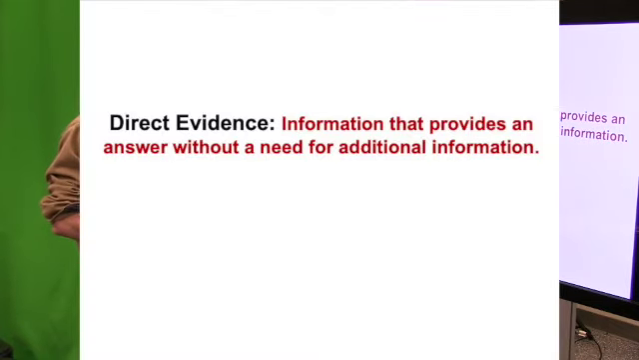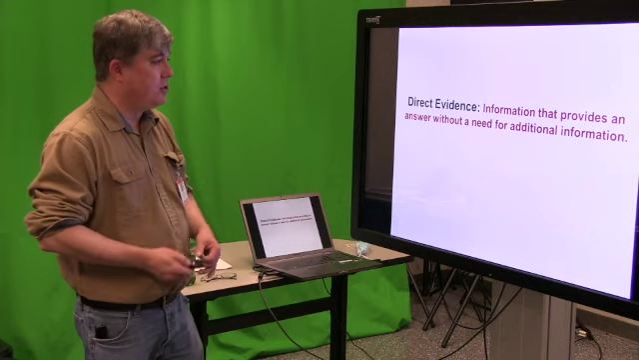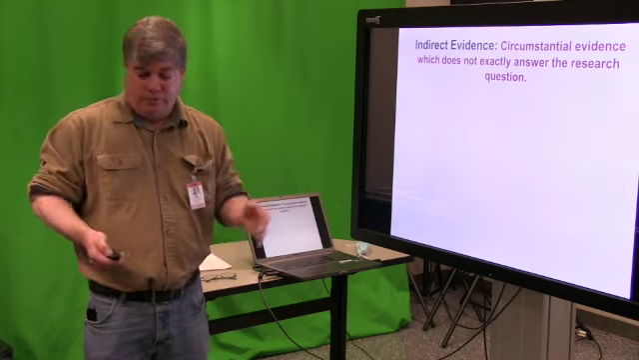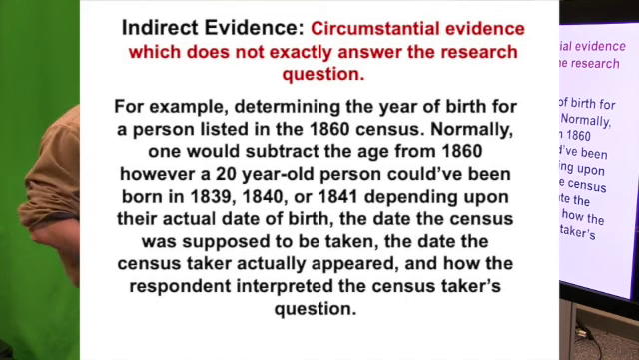And then direct evidence is information that provides an answer, and that answers your question. No further research possible. When did my great-great-grandparents get married? Got the marriage license. Tells me when the justice solemnized the marriage. No further research needed. Indirect evidence is basically circumstantial evidence.